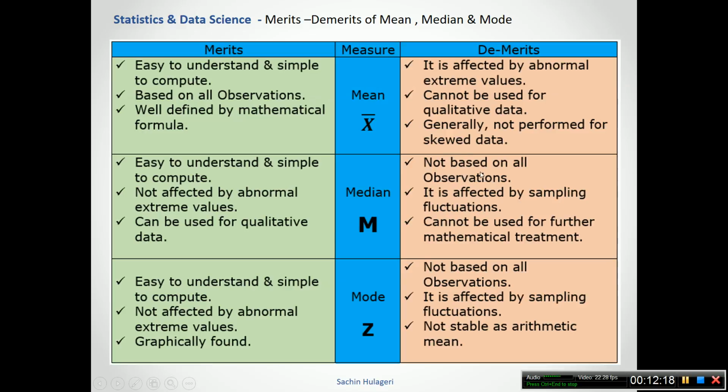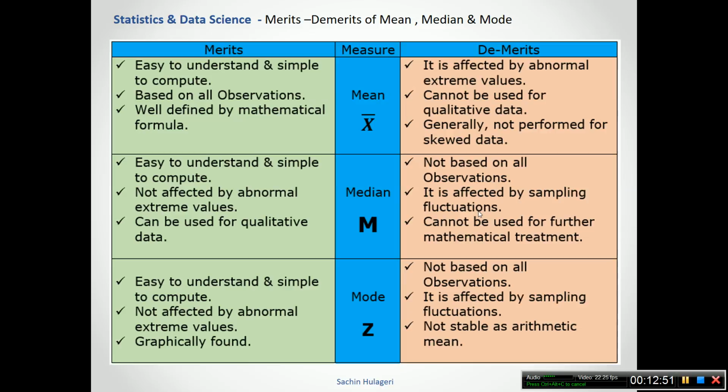It is not based on all observations, because it considers only the middlemost value of the data. So it will not depend upon all the observations. It is affected by sampling fluctuations. Suppose when we do sampling, when a random sample happens, there is no guarantee that we will get a median value nearest to the true one every time, because it is based on the sample. Whatever we captured in that sample, only that affects it.